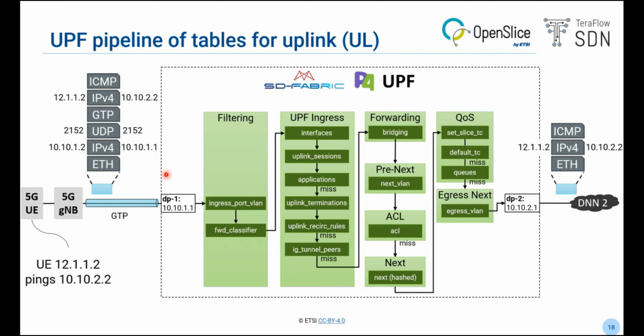It enters the UPF pipeline, which is in this case implemented in P4 via the SD Fabric, and undergoes all these tables in P4, as you see them linked with arrows, before it reaches the egress part towards the data network. I'm not going to go into details. I'm happy to take those details tomorrow in our presentation in the booth. But you see that there are a lot of tables being involved here for filtering the traffic, doing the ingress functionality of the UPF, forwarding, routing, even quality of service, access control. So lots of them.